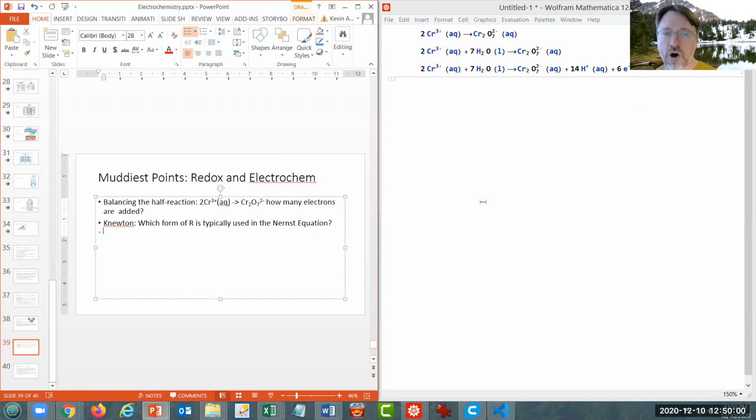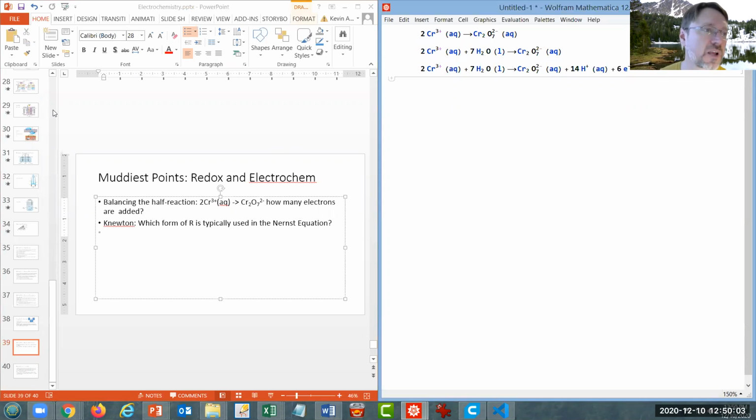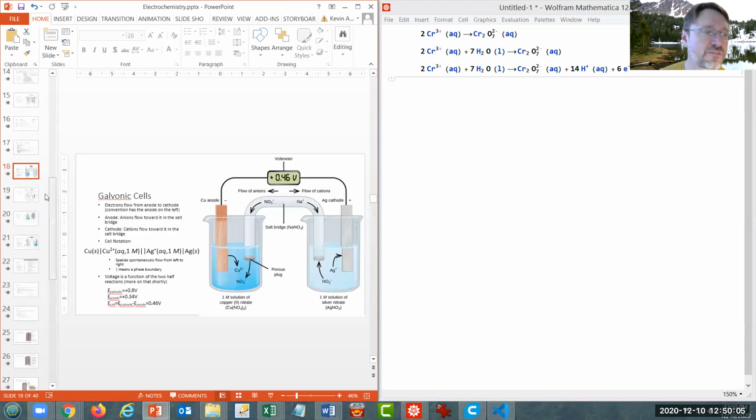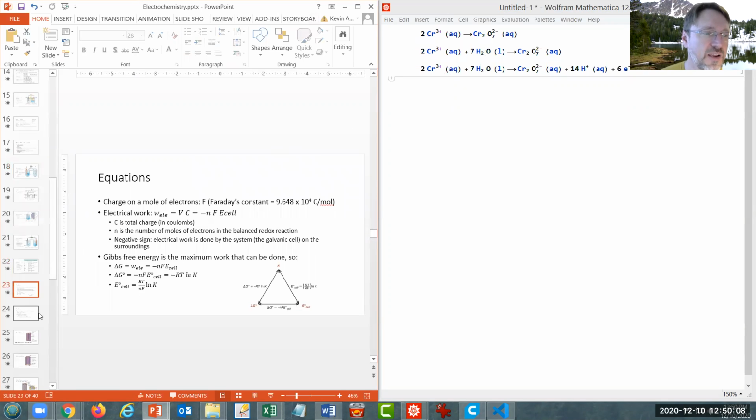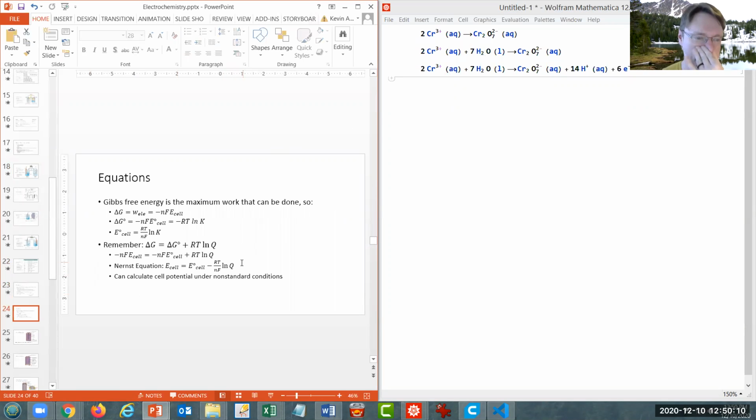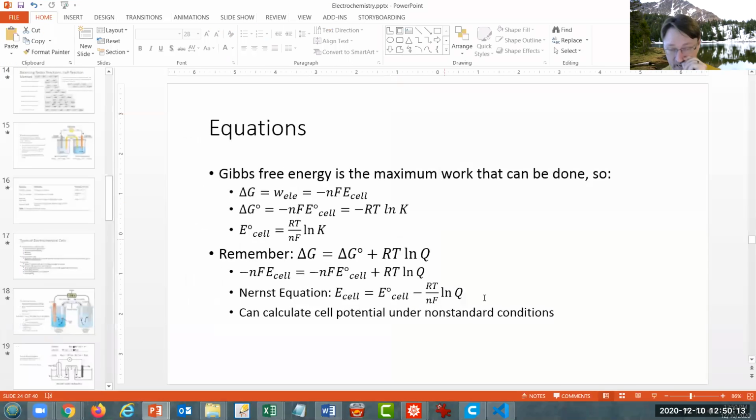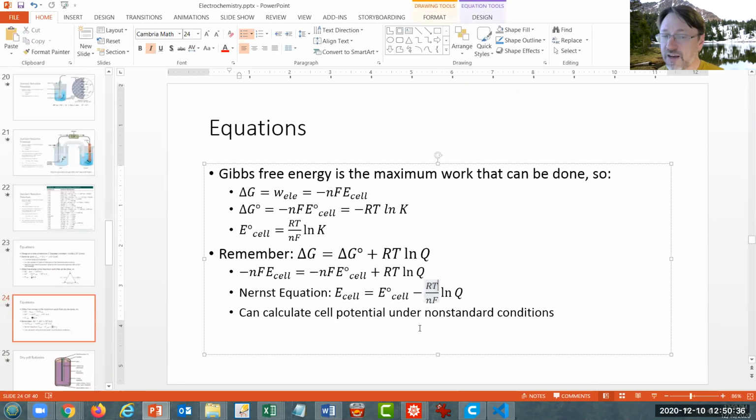All right. There was a Newton question on which form of R is typically used in the Nernst equation. So I'm going to come back up here and find the Nernst equation, which I think was here. Right, so this is the Nernst equation. And honestly, the answer I'm going to give, which I don't think Newton would like, but I don't care, is you use the value of R that will cancel the units. That's it.